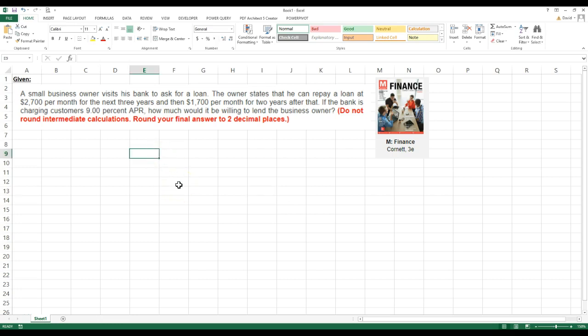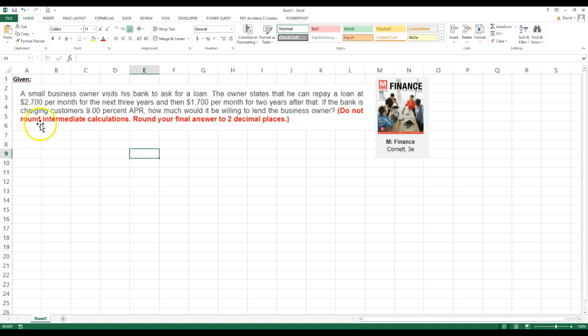Okay, I got this question from one of my finance students in my online class. And for those of you that are in my finance class, this question came from this book. It's called M Finance by Cornett. It's a pretty good finance book. If you want a reference book, I highly recommend it. It has a lot of good examples in it. Not too complicated, but not too simple either.